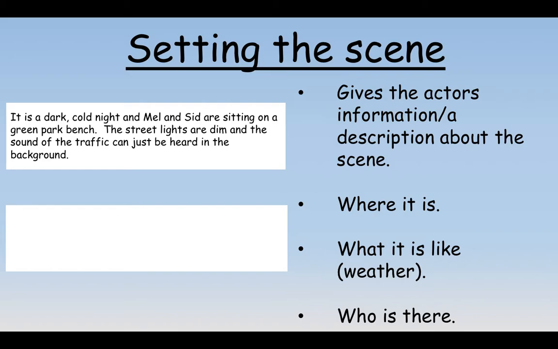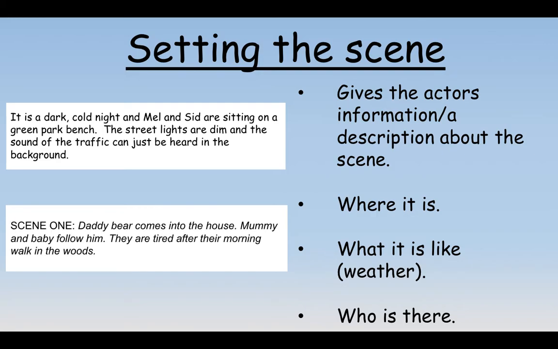It is a dark, cold night, and Mal and Sid are sitting on a green park bench. The street lights are dim, and the sound of the traffic can just be heard in the background. Also, it gives us an indication of where it is, what it is like. Could be the weather, could be the noise in the background, could be indication of if they're watching a football match, there'll be lots of other people surrounding them.